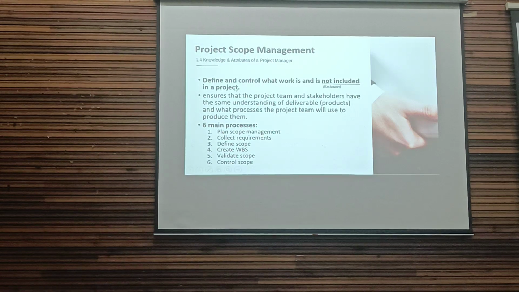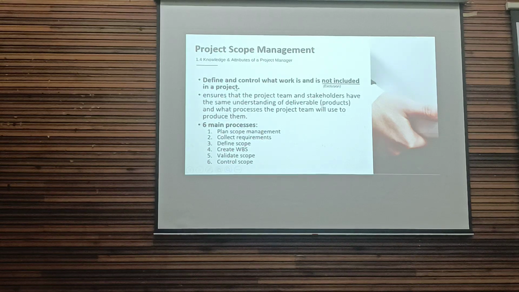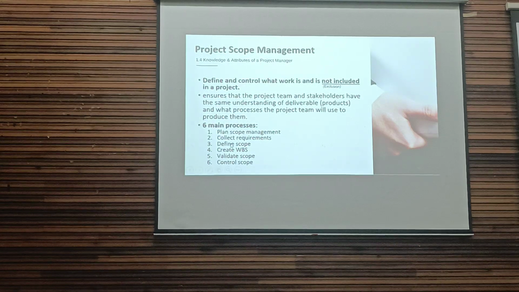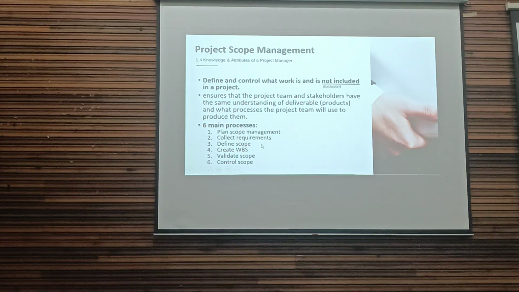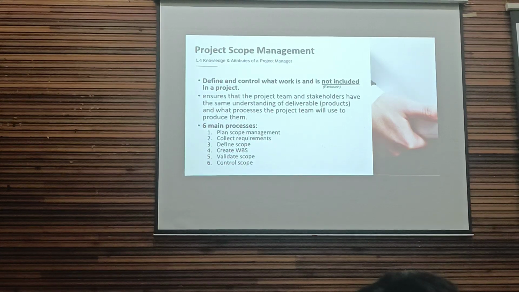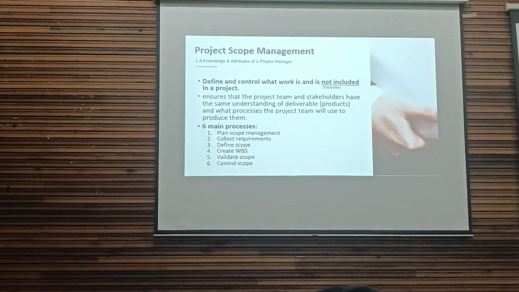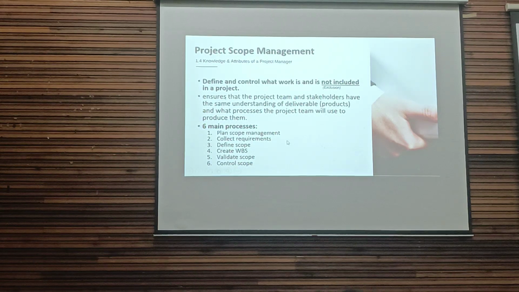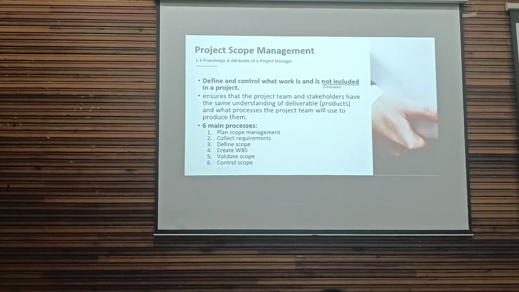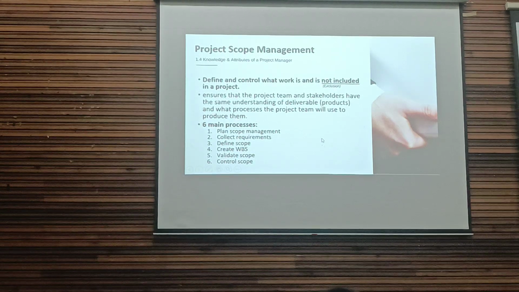So scope management defines and controls what work is and is not included, also spelling out the exclusions. The main activities in scope management are plan scope management, collect requirements, define scope, create work breakdown structure. WBS is work breakdown structure. Then validate the scope. Once you have written the scope, validate the scope is to ask the customer to confirm the scope. Control scope is to control changes to the scope.